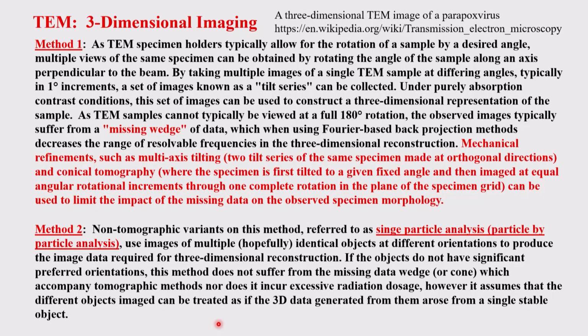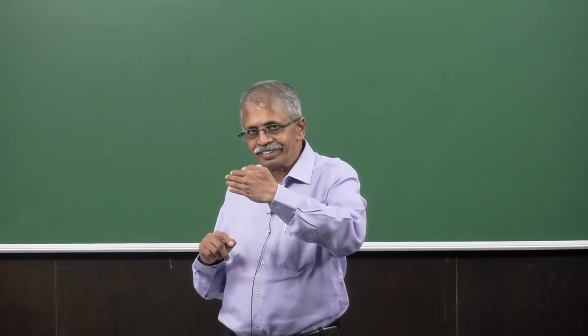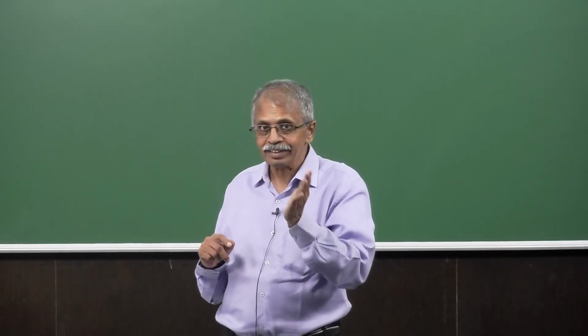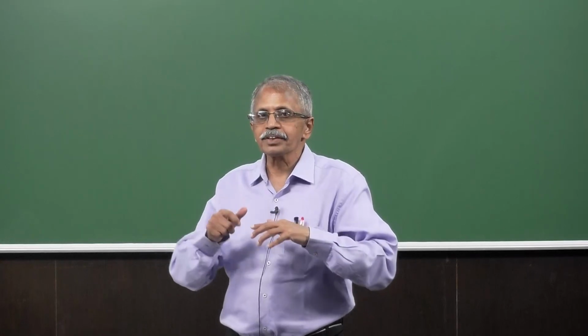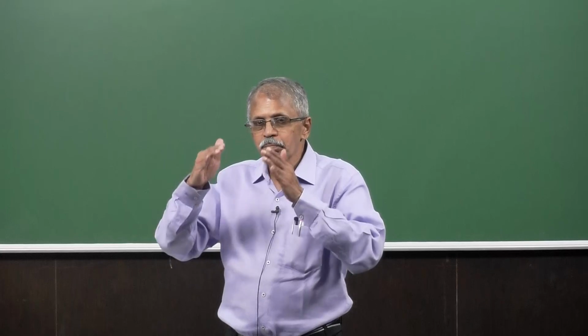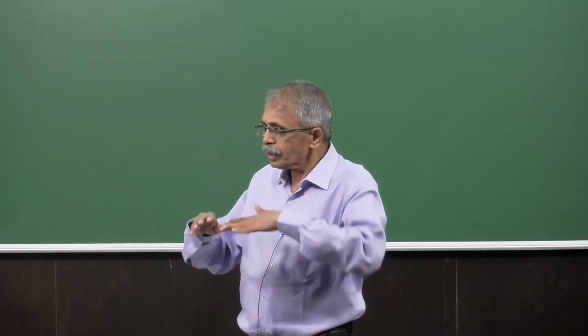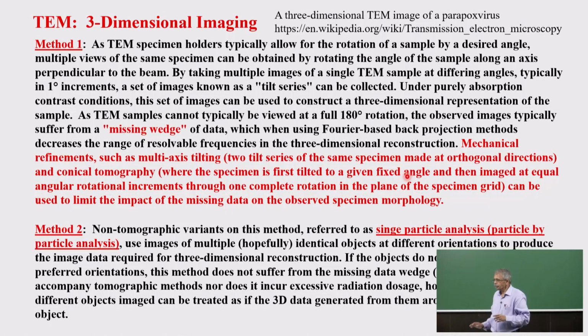So what they will do is, instead of doing it only with respect to one axis, you can also make the rotation with respect to another axis. So you can do that kind of a thing as well with the specimen. I talked to you about these kinds of axis rotations in solid state NMR. By doing that, you will reduce the breadth of the peak in the NMR. So here we are trying to get all the missing information so that you get a better image processing. So the mechanical refinement of such multi-axis tilting.